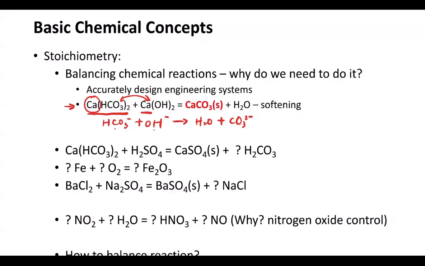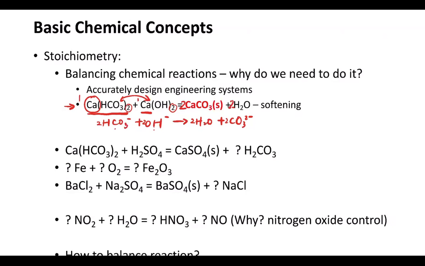So if you look back on this equation here, since this compound has two carbonate ions and this compound has two OH ions, these two should react at a 1-to-1 ratio. So here it should be 1 and here it should be 1. And if you count on the right-hand side, since we have two of these ions here, it's going to form two waters and two carbonate ions. So for this reaction, it's going to form two waters and two calcium carbonates. So this is how we balance this equation.